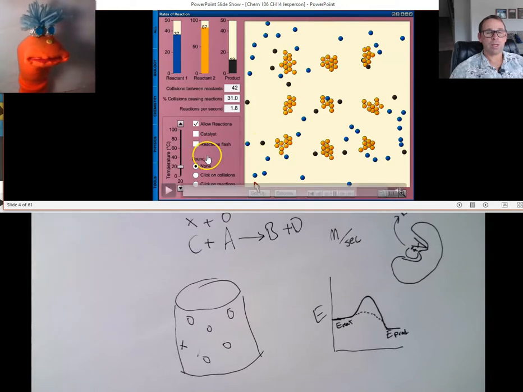Surface area. Yeah, that's right. So here I've taken the solid, spread it out, and I've increased the surface area, and that can increase the rate of the reaction.